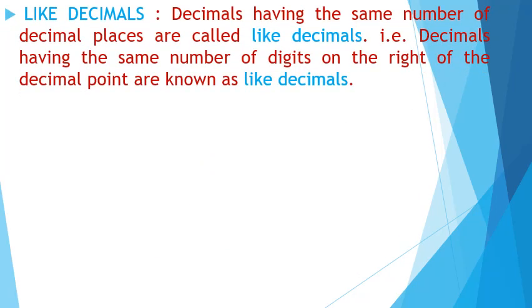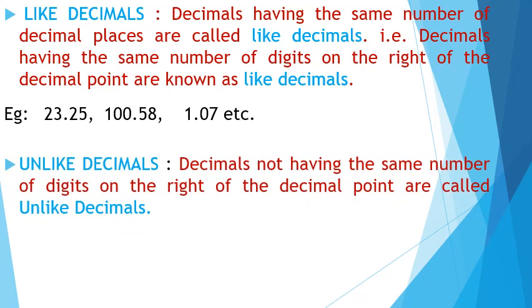Next is like decimals. What is meant by like decimals? Decimals having the same number of decimal places are called like decimals. That is, decimals having the same number of digits on the right of the decimal point are known as like decimals. Example, 23.25, 100.58, 1.07, etc.